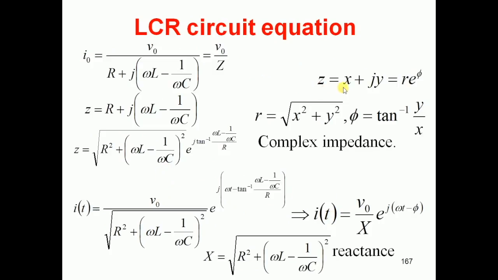Now this Z, x plus jy, can be represented as R into e to the power j phi. Here I missed typing j, but you consider that this is j phi, and R is equal to under root x square plus y square, and phi is equal to tan inverse of y by x. So here in R terms, this R is equal to under root of capital R square plus omega L minus 1 upon omega C whole square, and phi is tan inverse of omega L minus 1 upon omega C upon R. That's it.